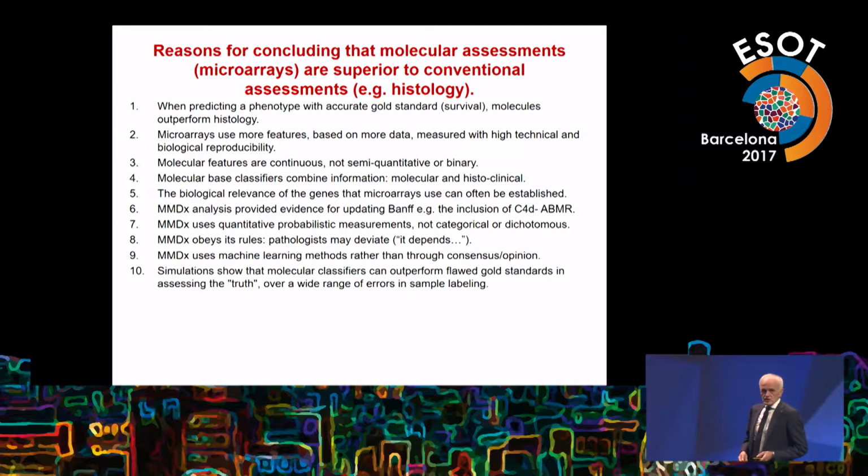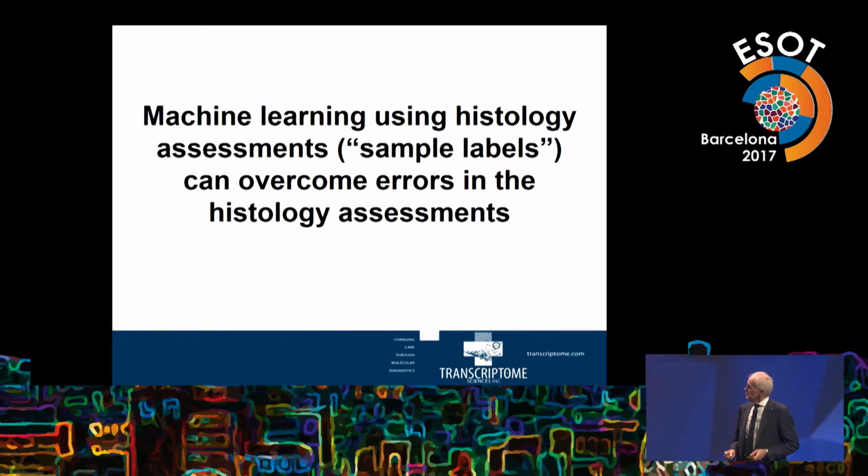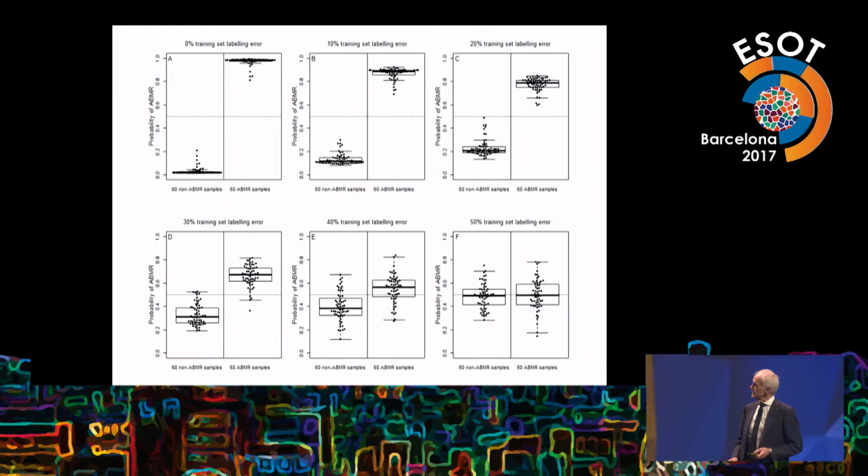We use machine learning, and one of the things about machine learning, and I'll show you this, is that we can do simulations to see what the error rate would be and what the machine learning does with an error. So machine learning using histology assessments as the training class can overcome errors in the histology assessment and still get the right answer. Let me show you what I mean.